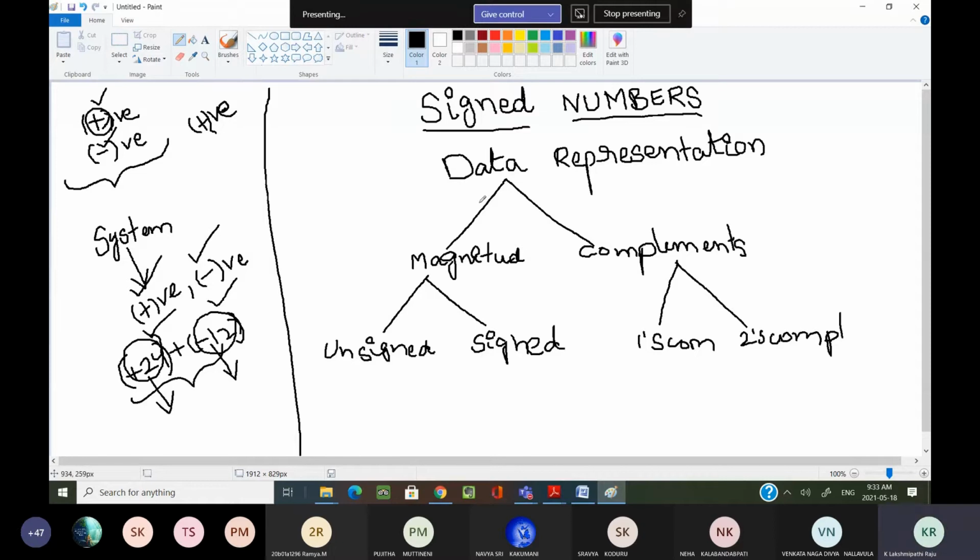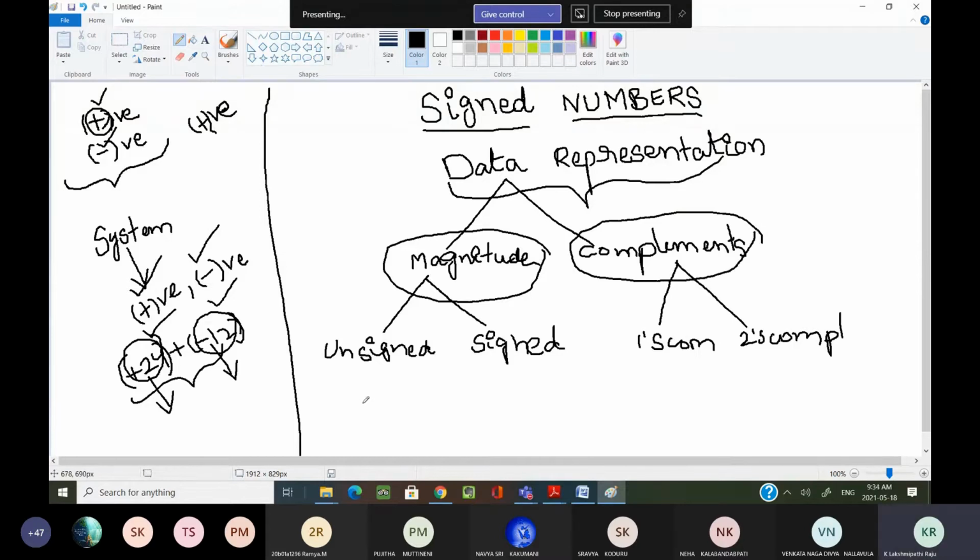Now, the data, that means the numbers we are representing, we can represent in two ways. One is magnitude representation, the second one is the complement way of representation. The examples we have seen until now, up to today's class, all come under unsigned numbers. Unsigned numbers are nothing but numbers where everything is treated as a positive number. In unsigned numbers, you don't find any negative number.